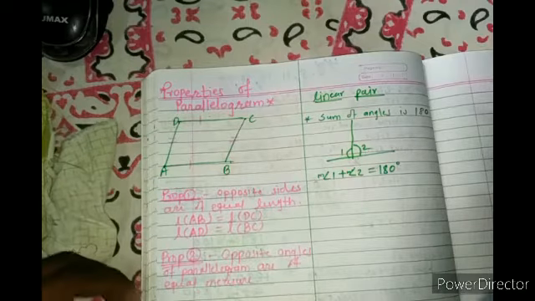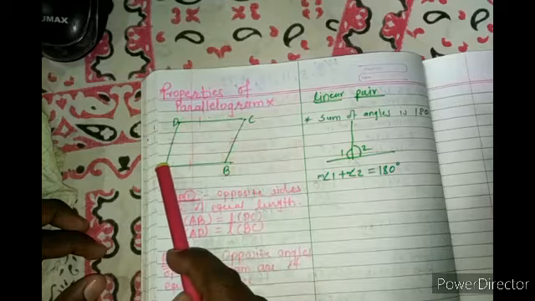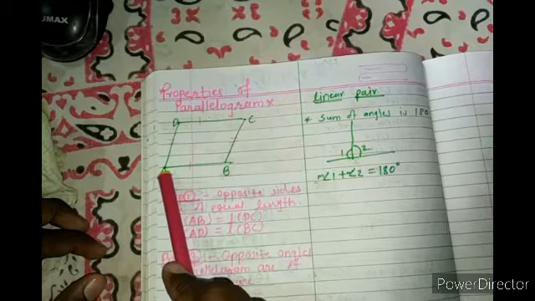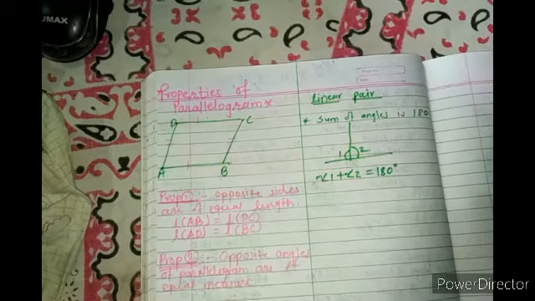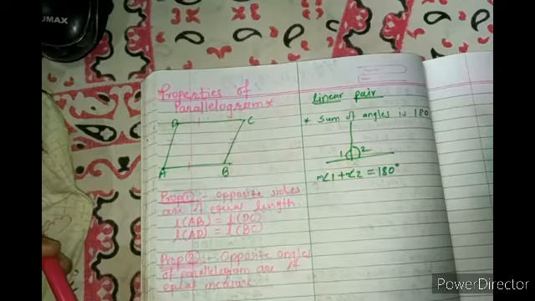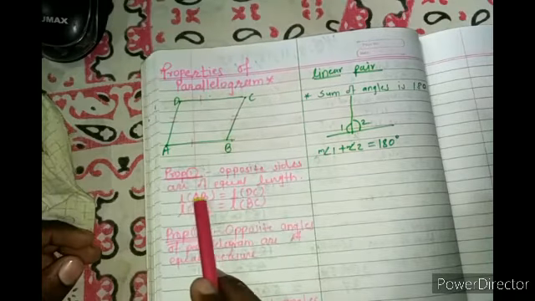Hello students, now we are going to learn the properties of parallelogram. You know what is parallelogram? Parallelogram is that quadrilateral whose opposite sides are equal, or we can say parallel also. So first property, opposite sides are of equal length.